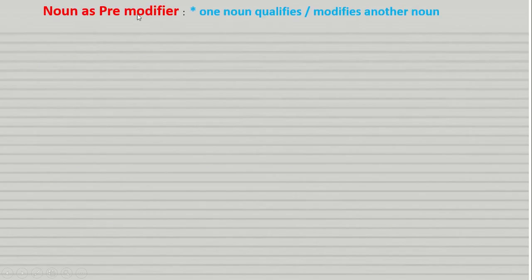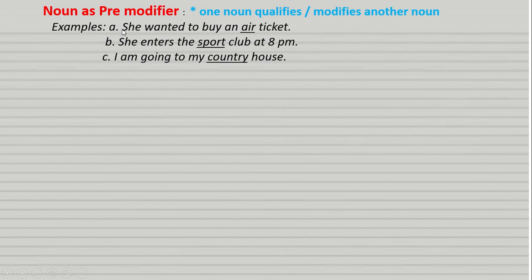Next comes noun as pre-modifier. When two nouns sit side by side and one noun qualifies or modifies another noun, then the first noun is called pre-modifier of the second noun. Look, example: she wanted to buy an air ticket. Here, air and ticket both are nouns, but this word air modifies the second noun ticket. So, air is pre-modifier here.